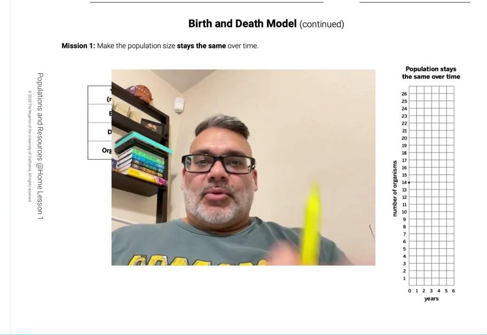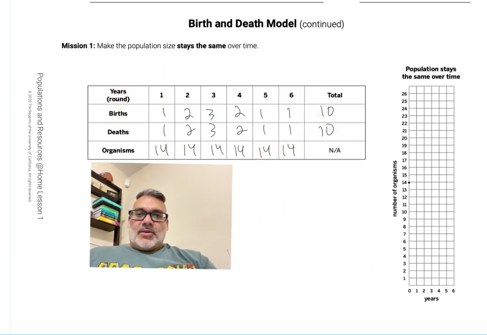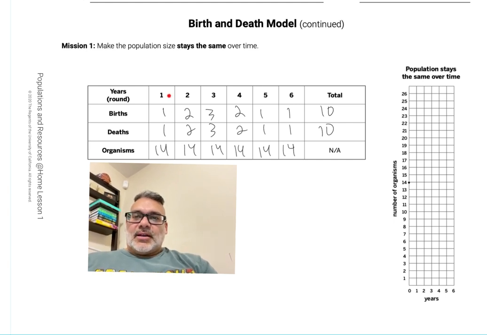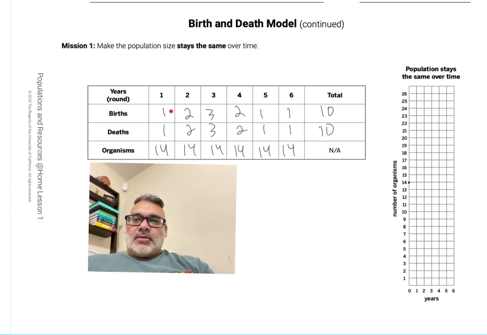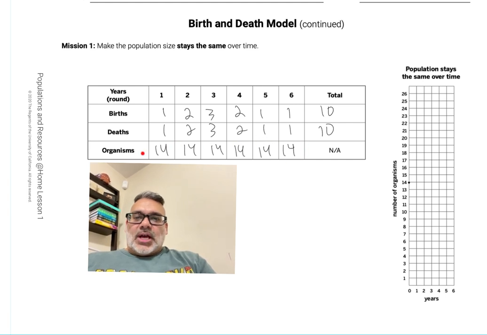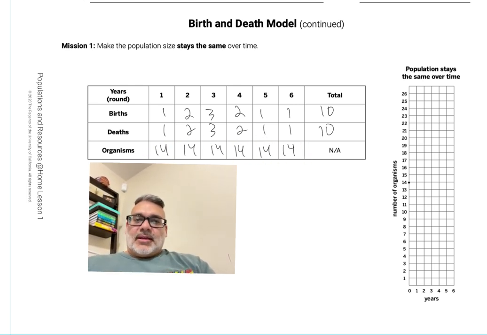So in my example here, you're going to see that I've already done a data table where I have looked at the births for year 1, there was 1 birth and 1 death. In year 2, 2 and 2, and so on and so forth. Because for the first mission, we wanted to keep the population size the same. So the population had to stay the same over time. Okay, so what does that look like when you graph it?